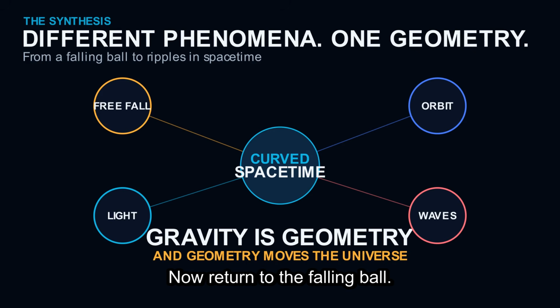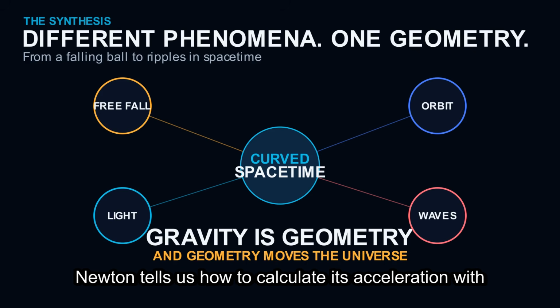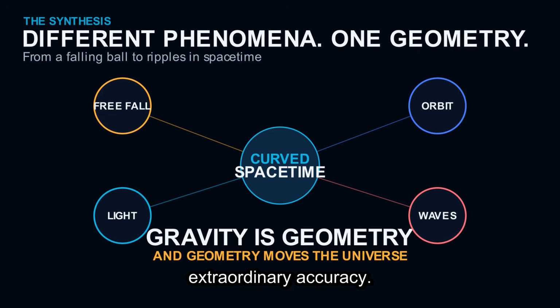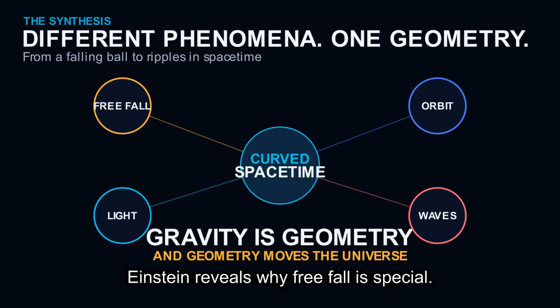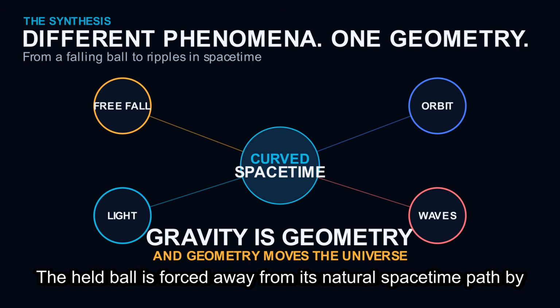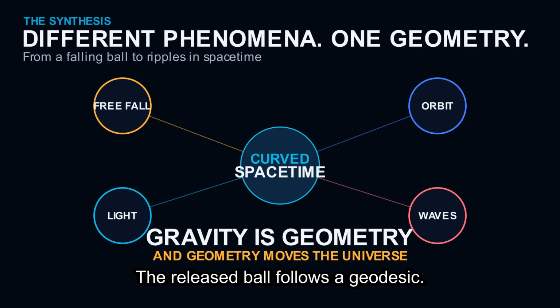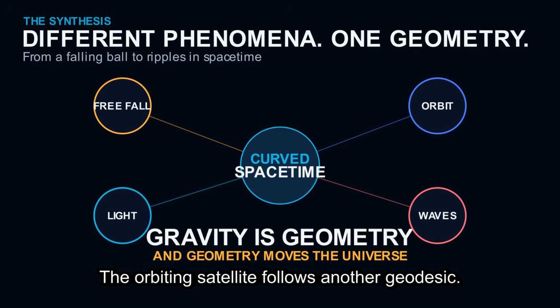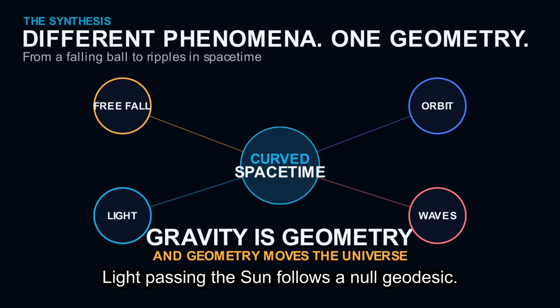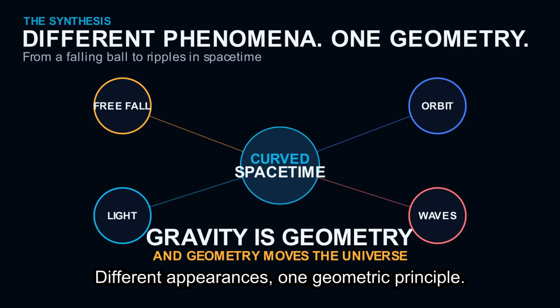Now return to the falling ball. Newton tells us how to calculate its acceleration with extraordinary accuracy. Einstein reveals why free fall is special. The held ball is forced away from its natural spacetime path by the ground. The released ball follows a geodesic. The orbiting satellite follows another geodesic. Light passing the Sun follows a null geodesic. Different appearances, one geometric principle.